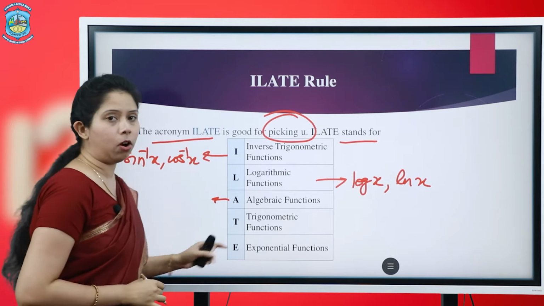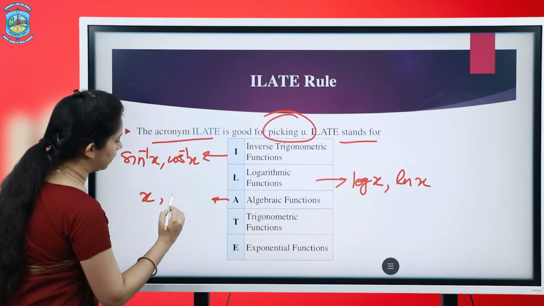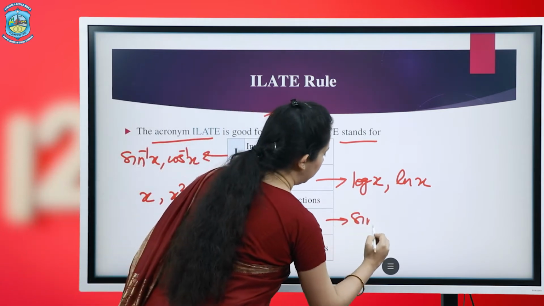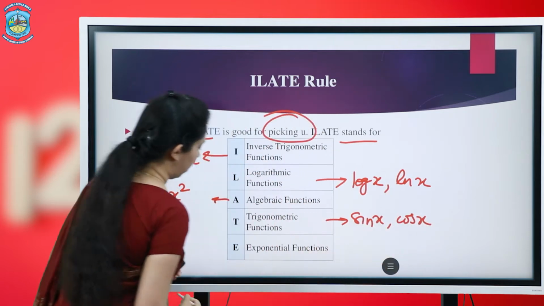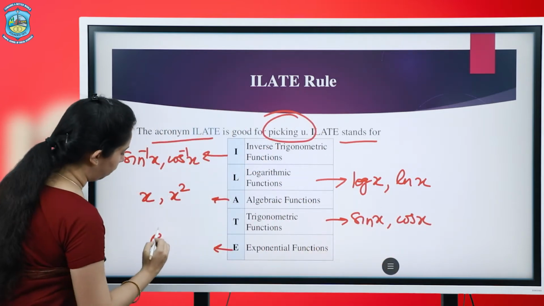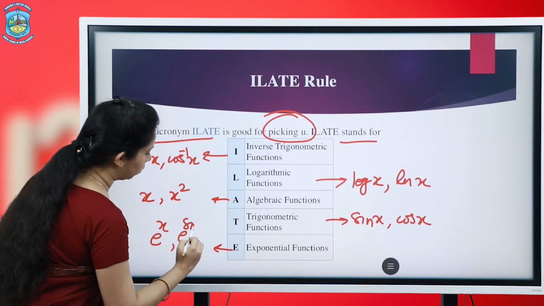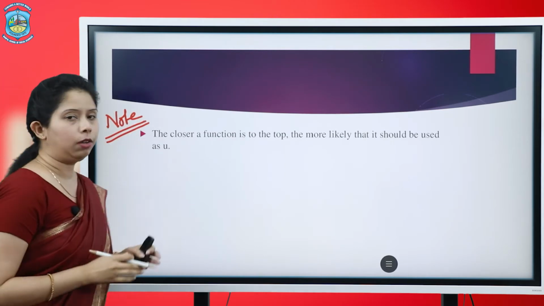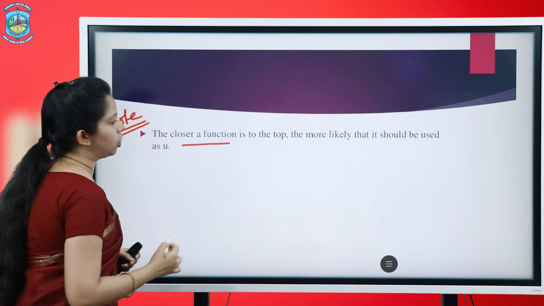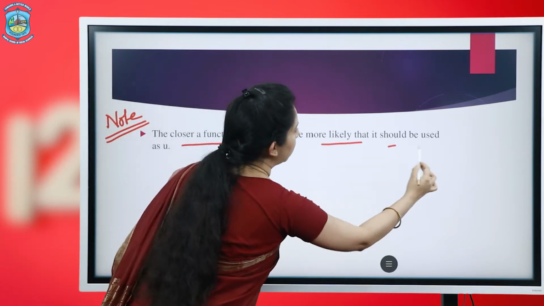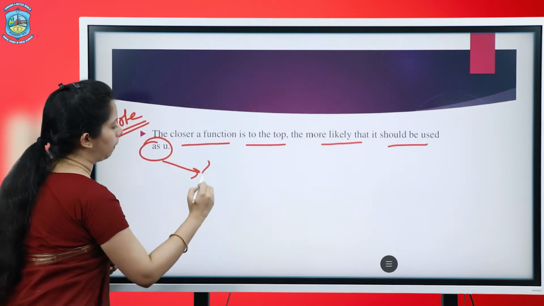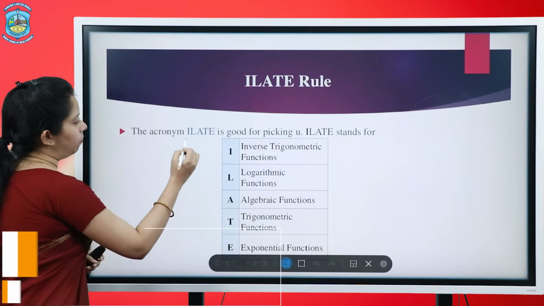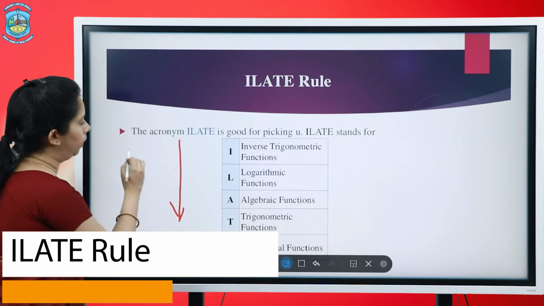A stands for algebraic functions, for example x, x square. T stands for trigonometric functions, for example sin x and cos x. E stands for exponential functions, for example e raised to the power x, e raised to the power sin x. So there is a note for selecting u and v: the closer the function is to the top, the more likely it should be used as the first function. That means we follow the pattern from top to bottom.